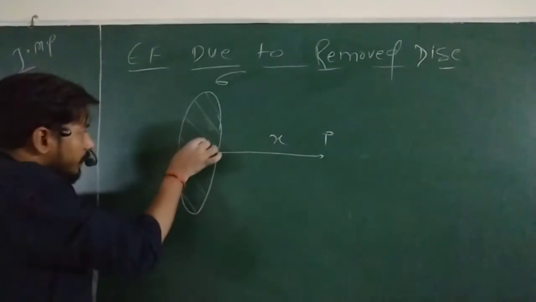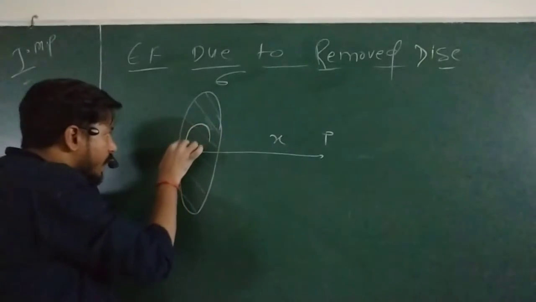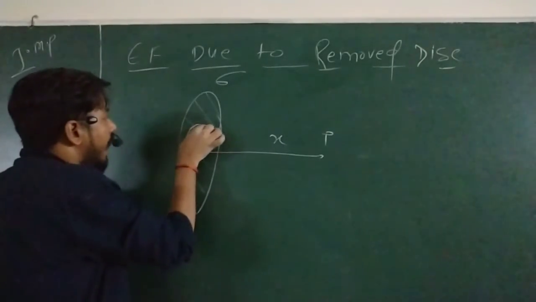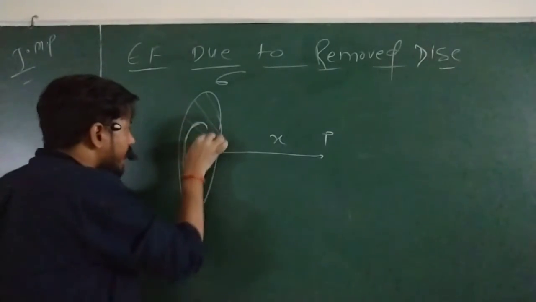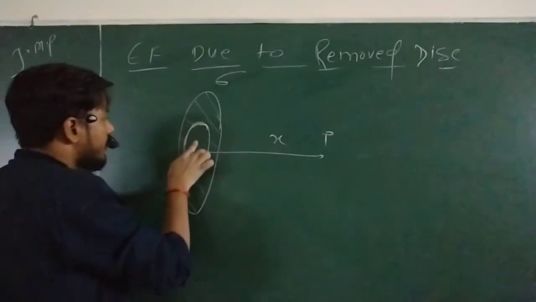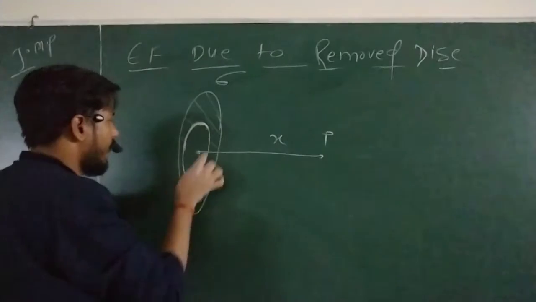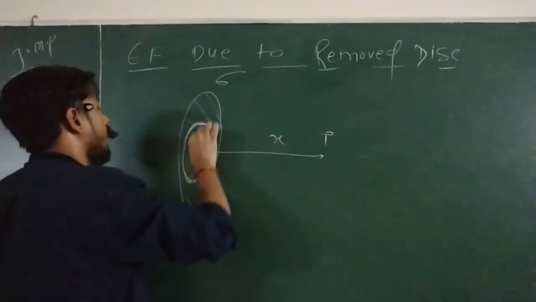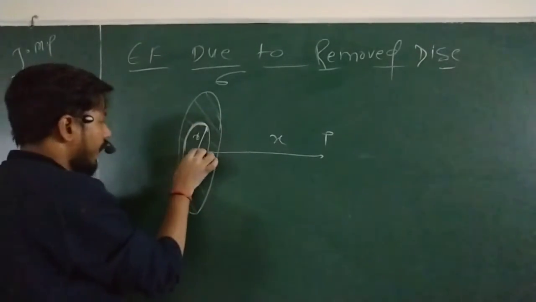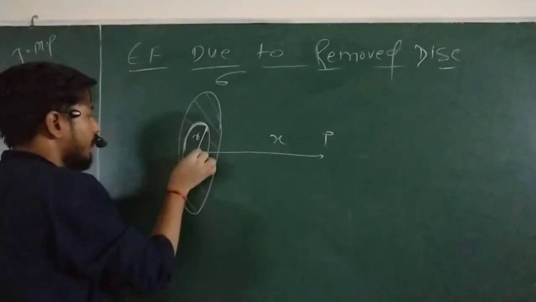But now I am changing the question. Suppose that this part of the disk is removed. And suppose this radius is smaller, and this one has radius capital R.